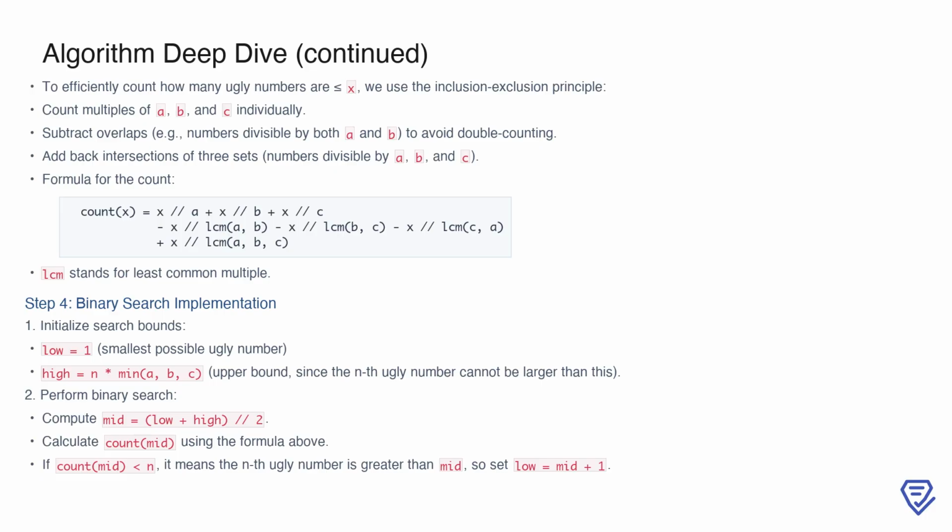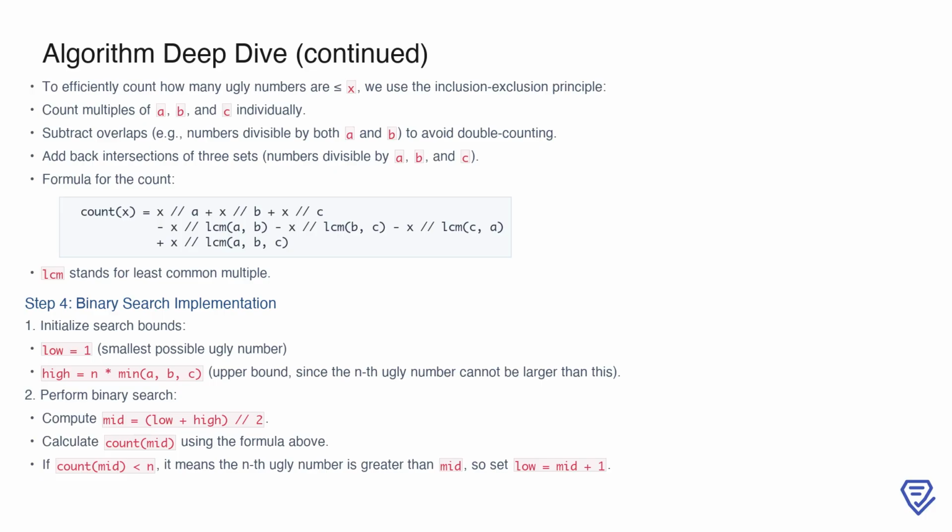This gives us the formula: count(x) = x // a + x // b + x // c - x // LCM(a, b) - x // LCM(b, c) - x // LCM(c, a) + x // LCM(a, b, c). Here, the least common multiple, or LCM, is used to calculate the overlaps efficiently. With this formula, we can quickly calculate how many ugly numbers exist up to any given value x.